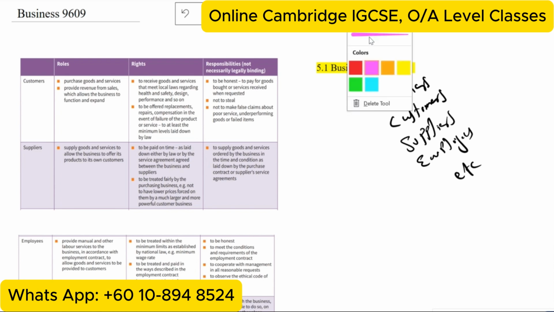Their role is just to buy products and services and provide revenue for the sales, which allows the business to function and to expand. In fact, they are the actual players of the market who purchase the goods and services and give something in return in the form of cash. They are the reason our organization can generate revenue, or you can say they are the reason for the expansion of the businesses. So these are particularly the roles of the customer.